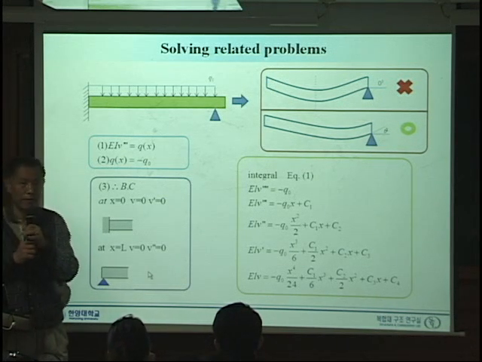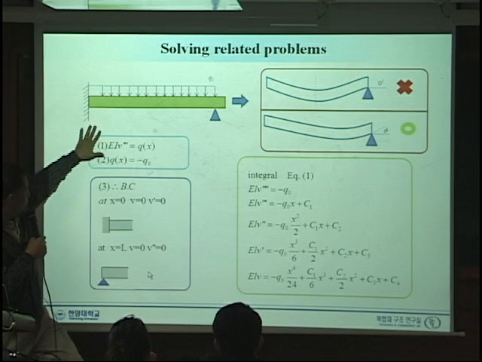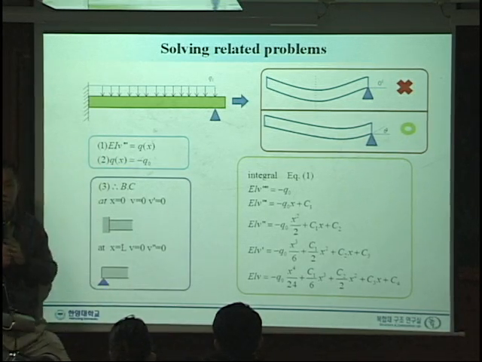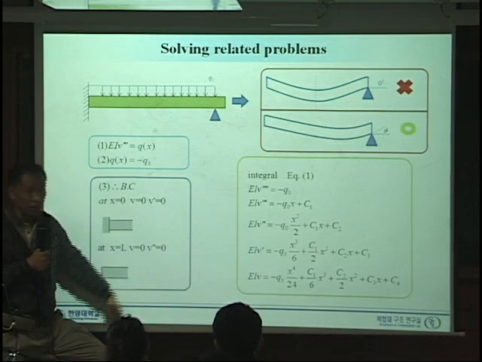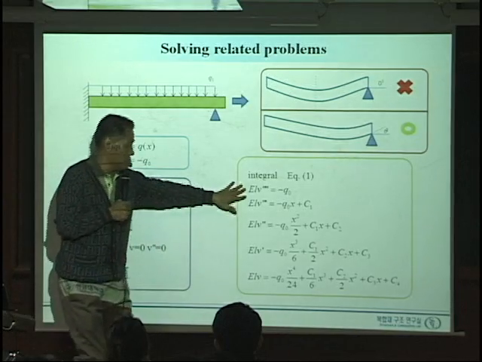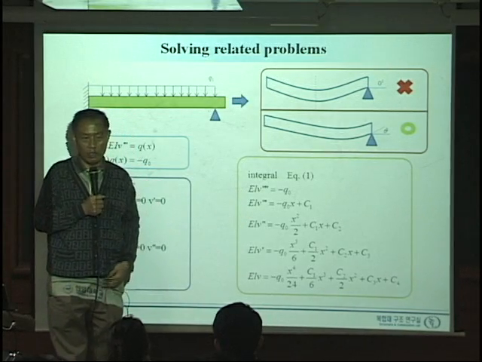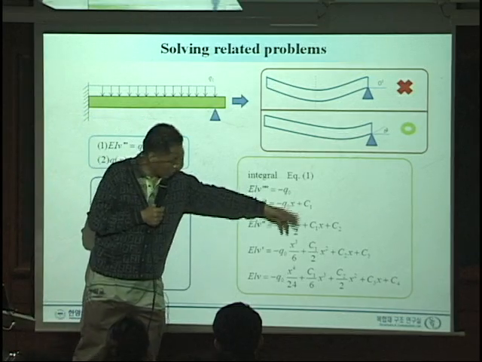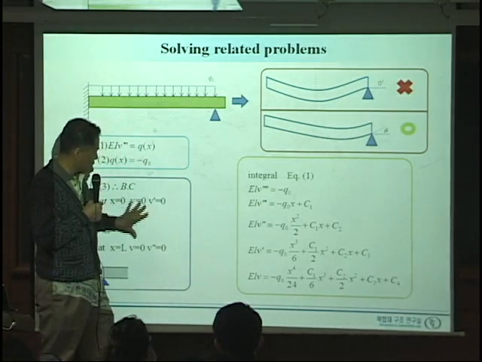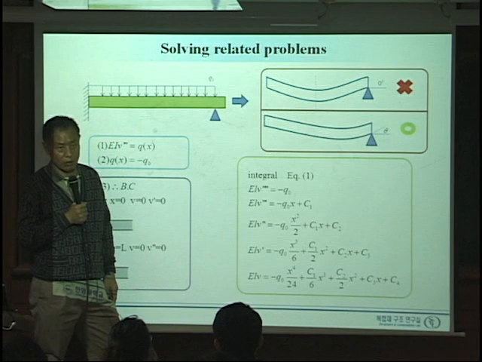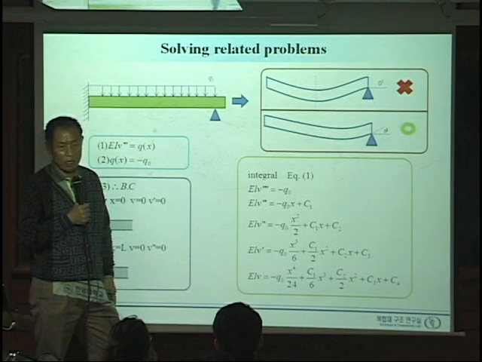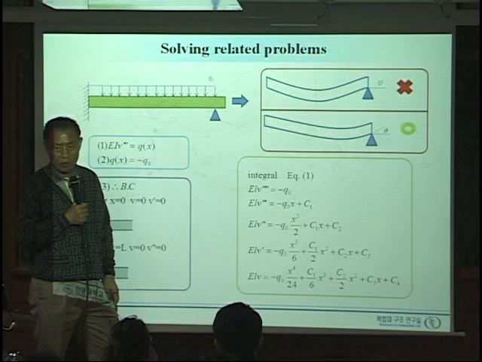As I emphasized in the last class, once you fill this up to here, you have 50% of the points. I assume you already know how to integrate and how to get C1, 2, 3, 4 by using the boundary conditions. But keep in mind, up to here you got half the points.